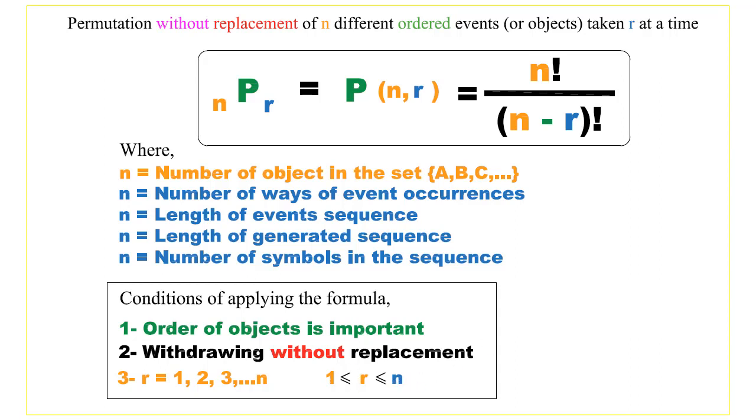So if R is equal to 1, then we are having here permutation of n different objects taken one at a time, and we know that is going to be n. And if R is equal to n, then we are going back to the old formula, which is permutation of n different objects taken n at a time, and this is equal to n factorial. Now we notice that n minus n is 0, and 0 factorial is defined as 1.